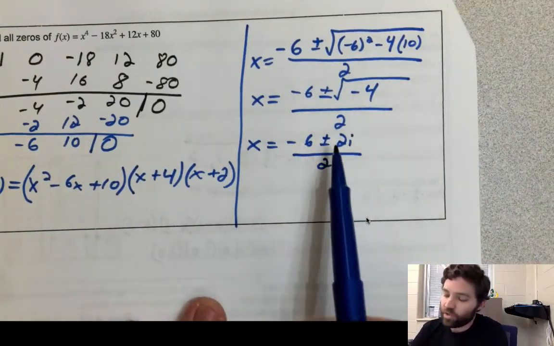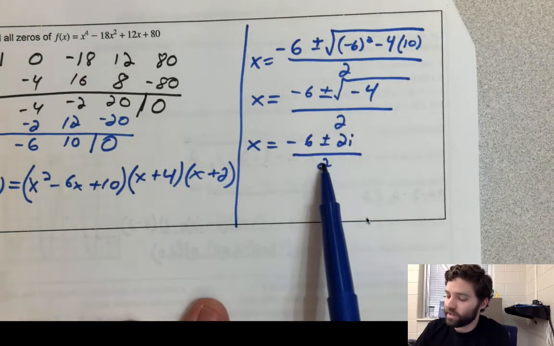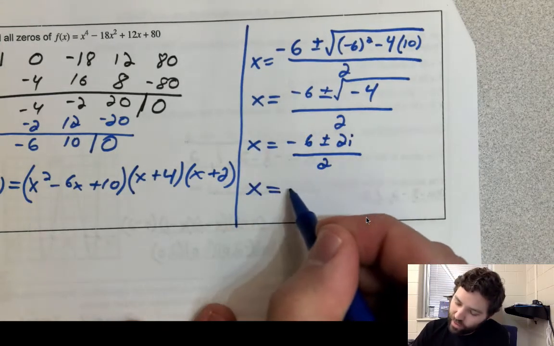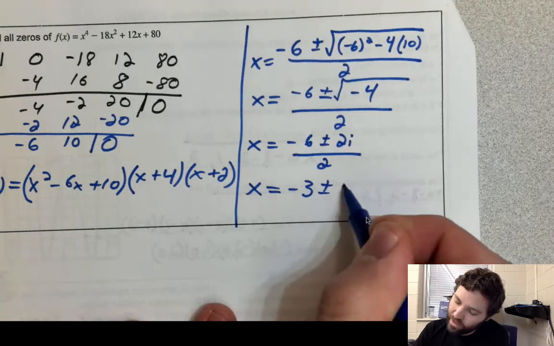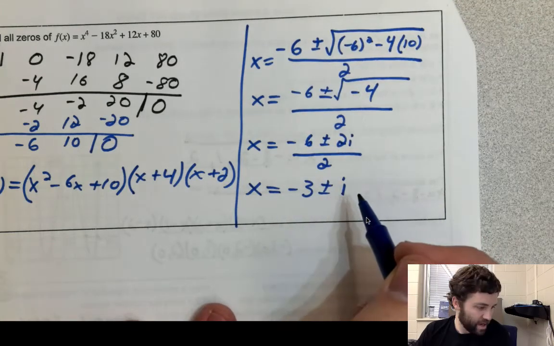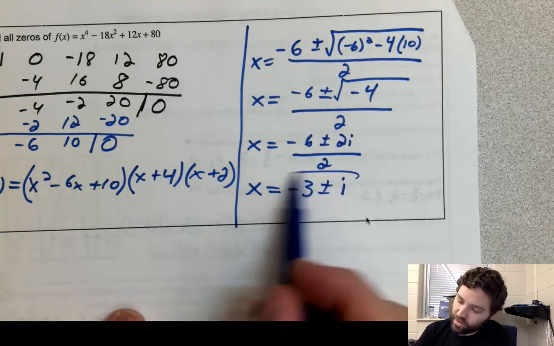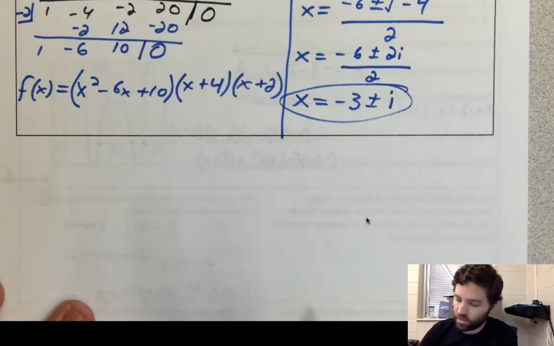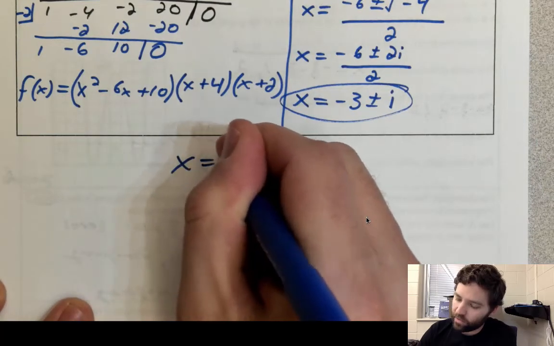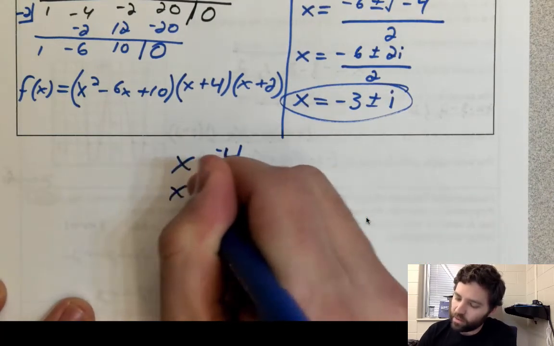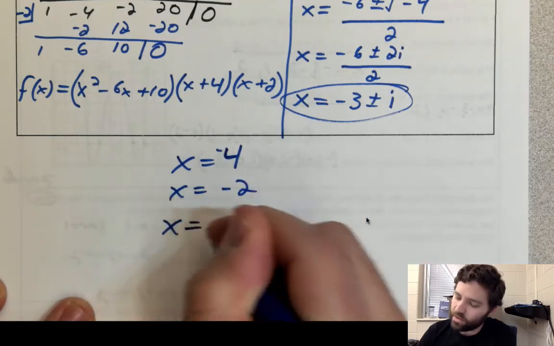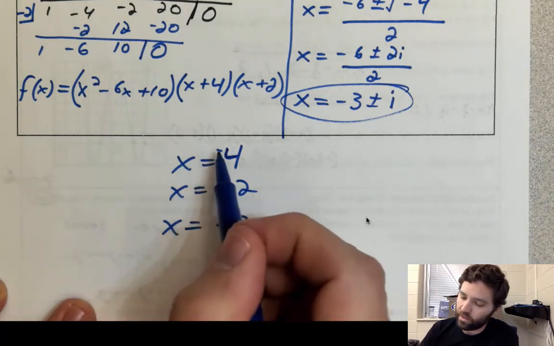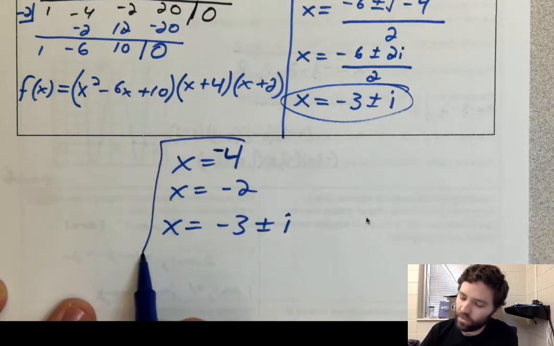And then you can leave it like that, but you also might notice that 6 divides by 2 and 2 divides by 2 as well. So we can actually write our final answer simpler than that. It's 3 plus or minus 2 over 2 is 1, so plus or minus i. Okay, so this answer is my imaginary solution. So to sum up, all of the zeros: x equals -4, x equals -2, and x equals 3 plus i and 3 minus i. Okay, those are all of the zeros for my answer.